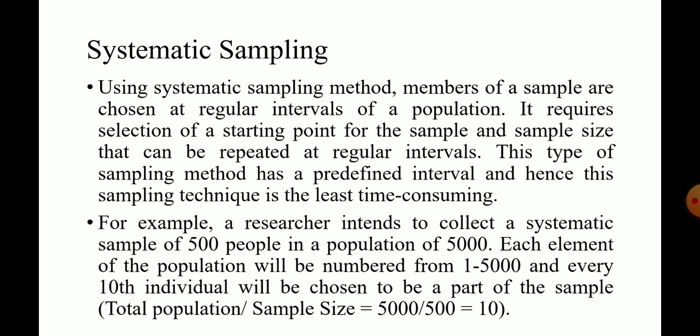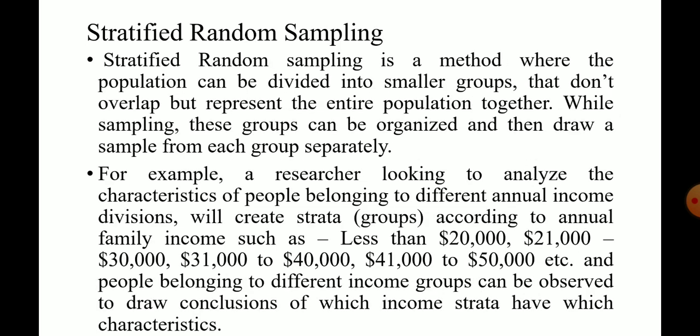The next method is stratified random sampling. In this method, the population is divided into small groups that don't overlap each other. They will be divided into many smaller groups, and these represent the entire population. Then the groups are organized, and the samples are drawn from each group.